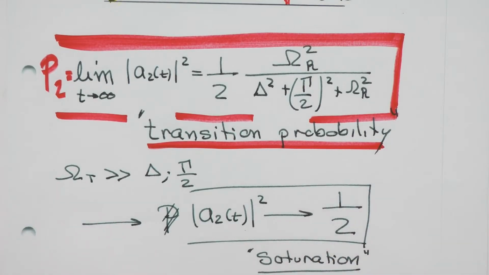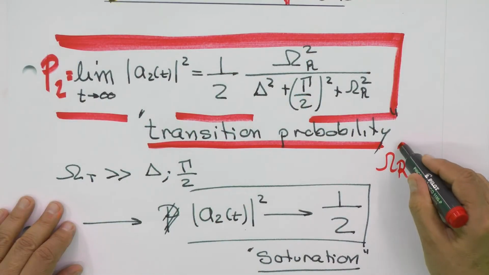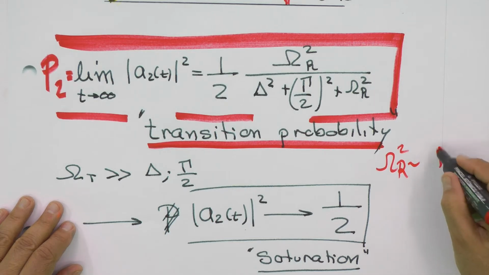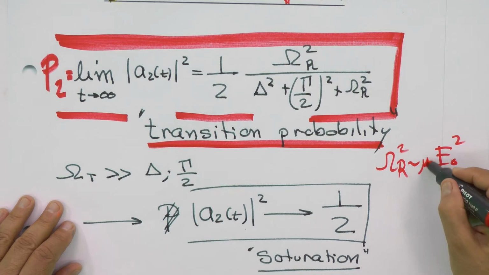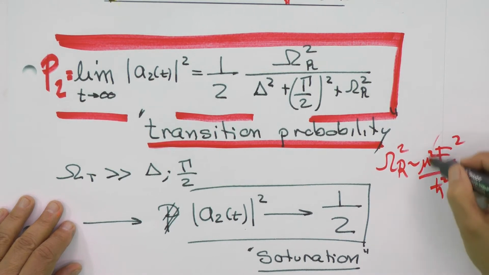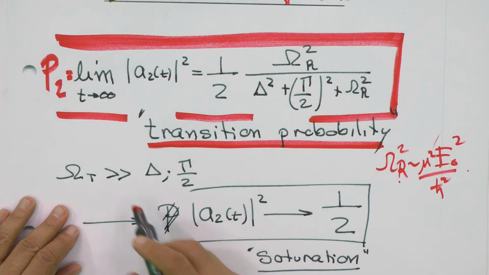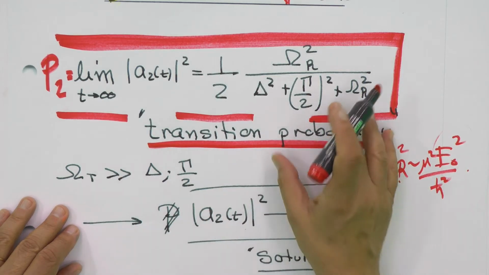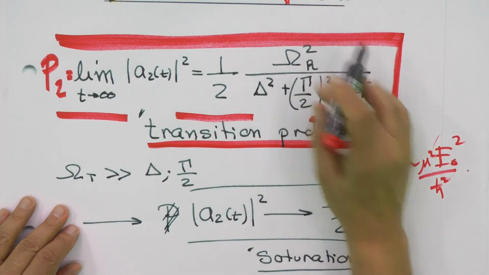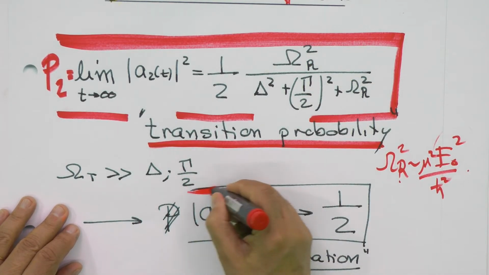Now, imagine I put a large intensity. Remember, Omega Rabi squared is proportional to the field squared, to the amplitude of the electromagnetic field squared, which is proportional to the intensity of light. So the Rabi frequency squared is proportional to the intensity of light. So when the Rabi frequency squared is much bigger than these other terms that appear in the denominator, this is the dominant effect, and this comes to 1, and the probability is half.